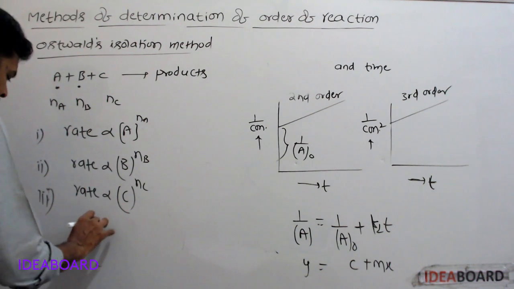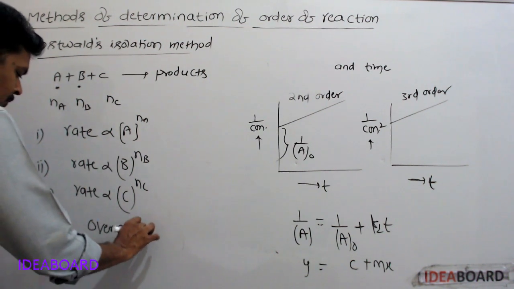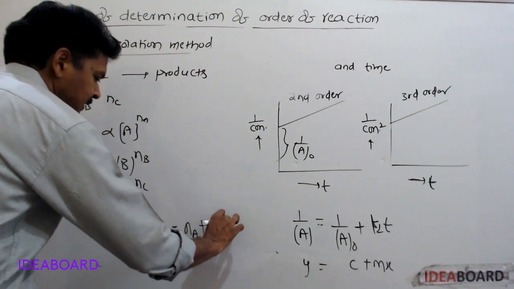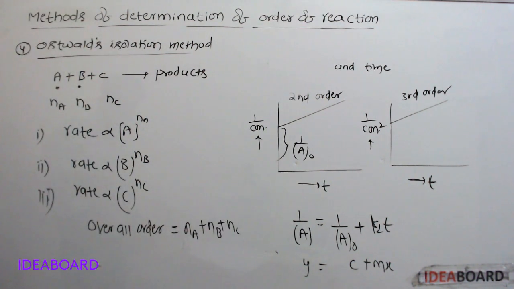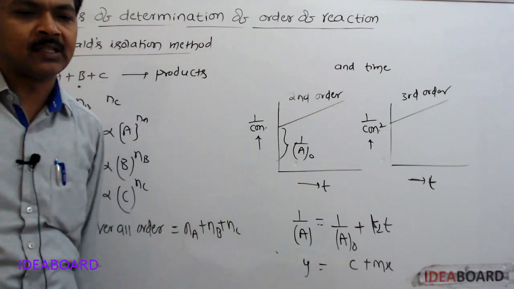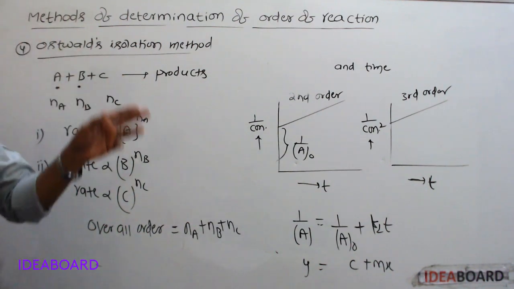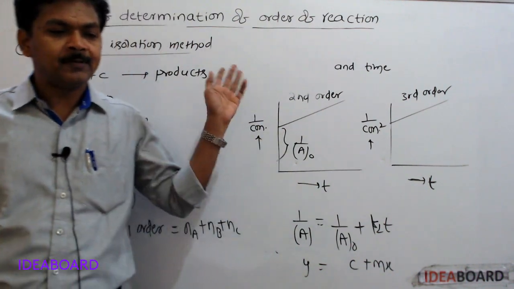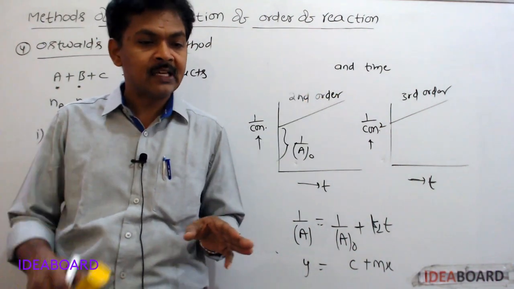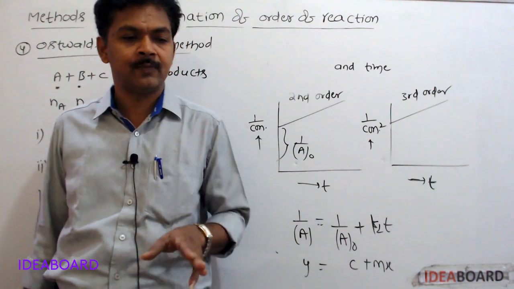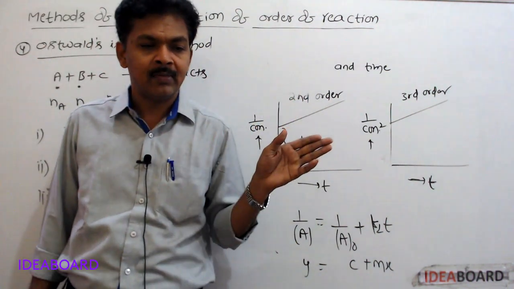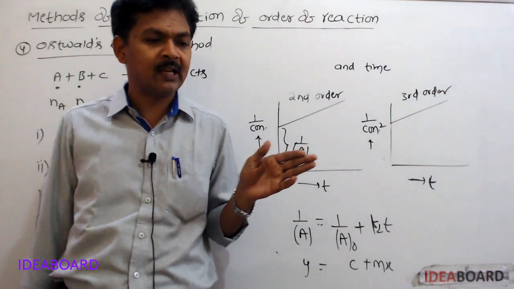Then the overall order of reaction is Na + Nb + Nc. This is Ostwald's isolation method. In this method, the order of the reaction with respect to each reactant can be determined by taking the other reactants in excess amounts.